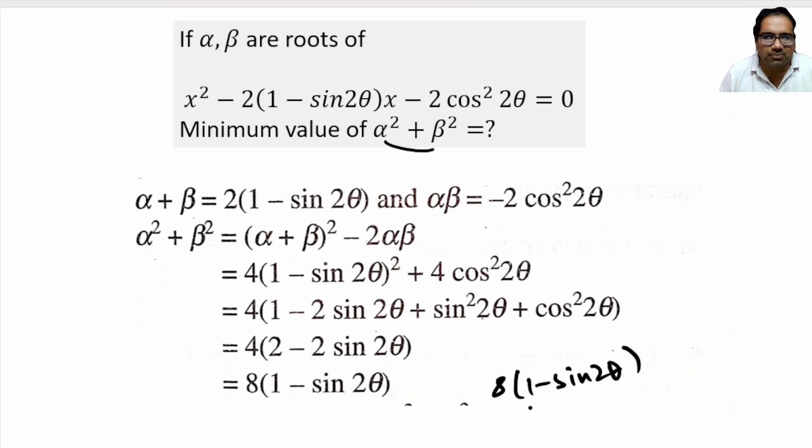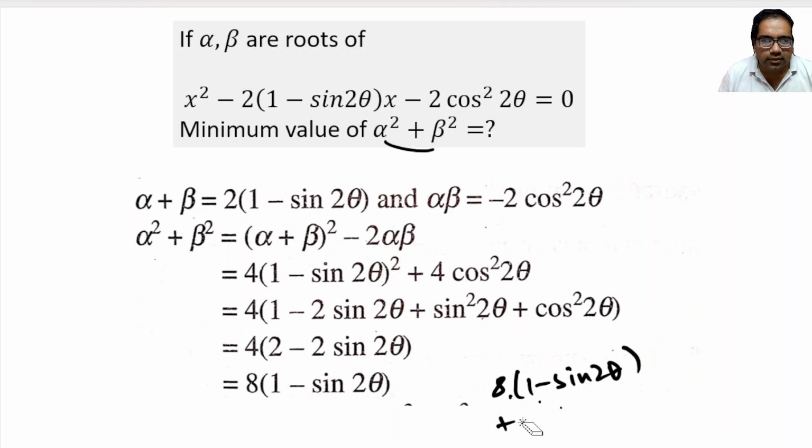Right. When will this be minimum? This is a product of two numbers. This is a positive number. This is another number. Right. When will this be minimum? This is a product of one positive number. This will be minimum when this is minimum, right?